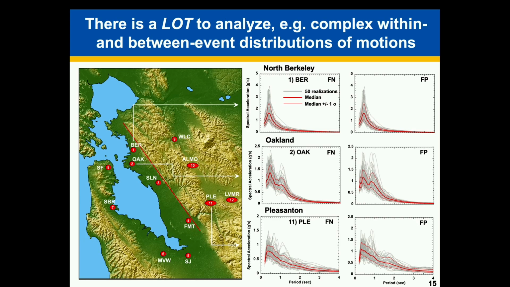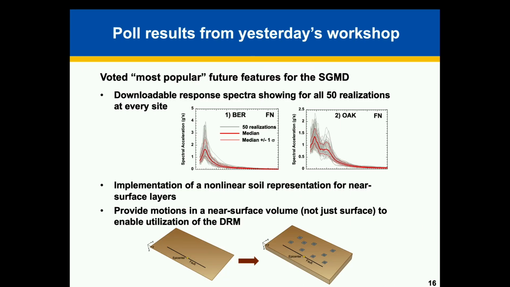There is going to be a lot to look at and analyze in these data sets. I'm just showing you a snippet here of some selected sites in the San Francisco Bay Area. What we've shown here is we have stacked the 50 response spectra from all of those realizations along with the median and plus or minus 1 standard deviation. You go to places like Oakland, you can see clear site response in some of those realizations. So there's going to be a lot of things to explore in this database.